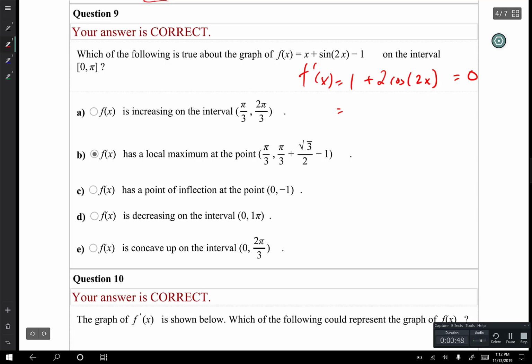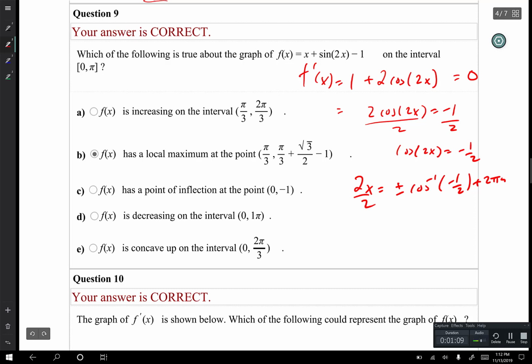So let's see. 2 cosine 2x equals negative 1. Divide by 2, divide by 2. Cosine 2x equals negative half. Let's see, arc cosine. So then I get 2x equals plus minus arc cosine of negative half plus 2 pi n. Divide by 2 on each term. X equals plus minus, let's see, arc cosine of negative half is 2 pi over 3. So 2 pi over 3 divided by 2 is 2 pi over 6, which reduces to pi over 3.